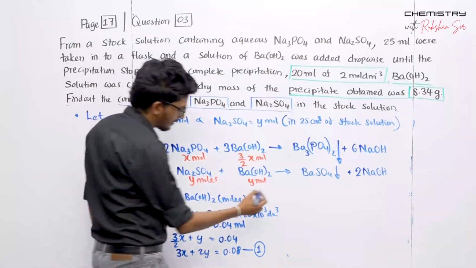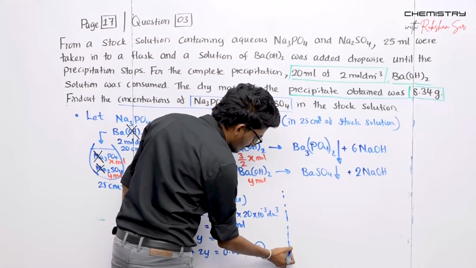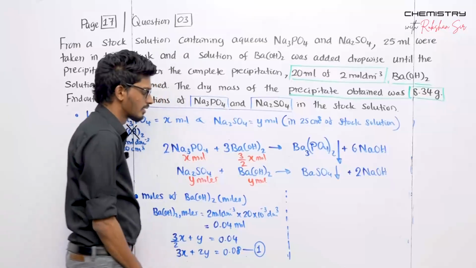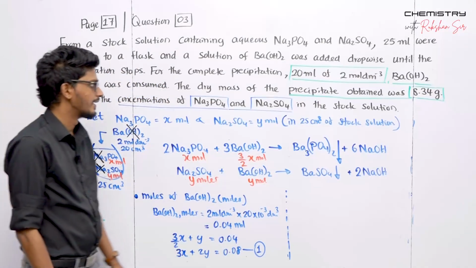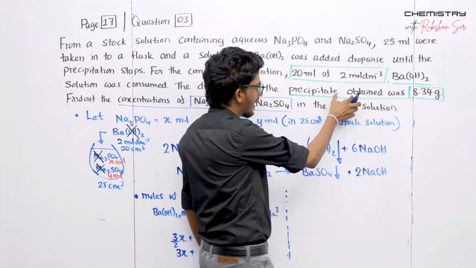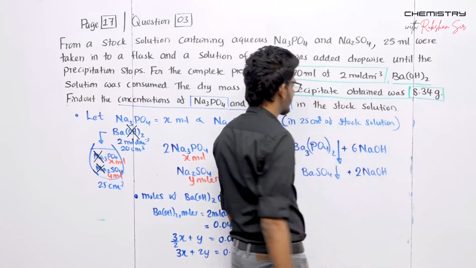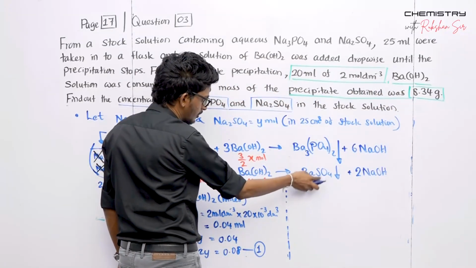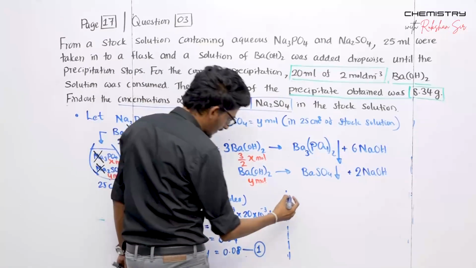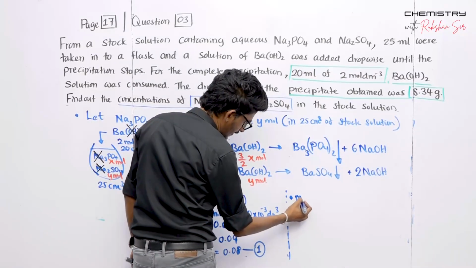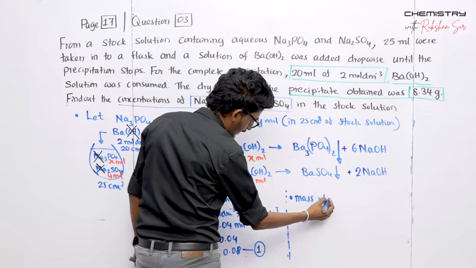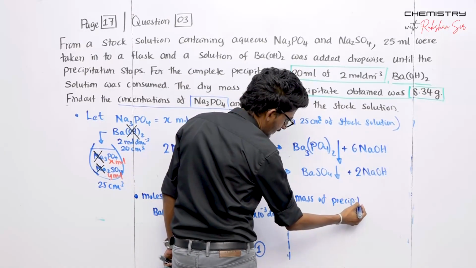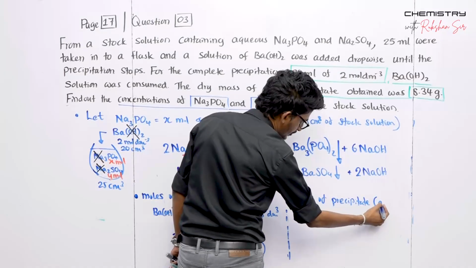Just take that as the first simultaneous equation. Right. Let's come up with the second simultaneous equation. That is for the mass of the precipitate. Your precipitate is this, the combination of these two guys, right? So let's write the second simultaneous equation for the mass of precipitate in terms of grams.